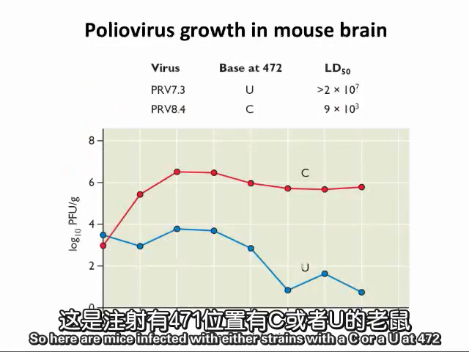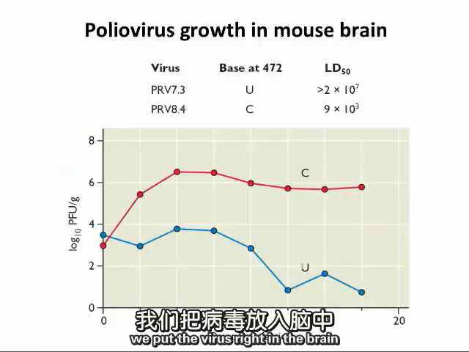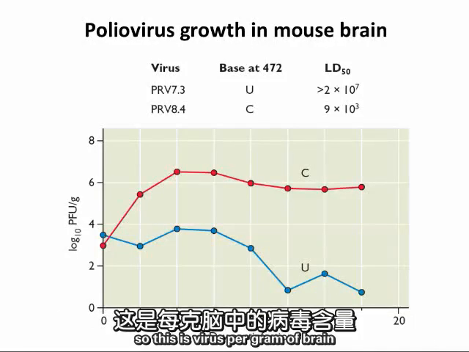So here are mice infected with either strains with a C or a U at 472. They only differ at that one position. We put the virus right in the brain, and then we wait at different times looking for virus replication in the bottom curve. So this is virus per gram of brain.